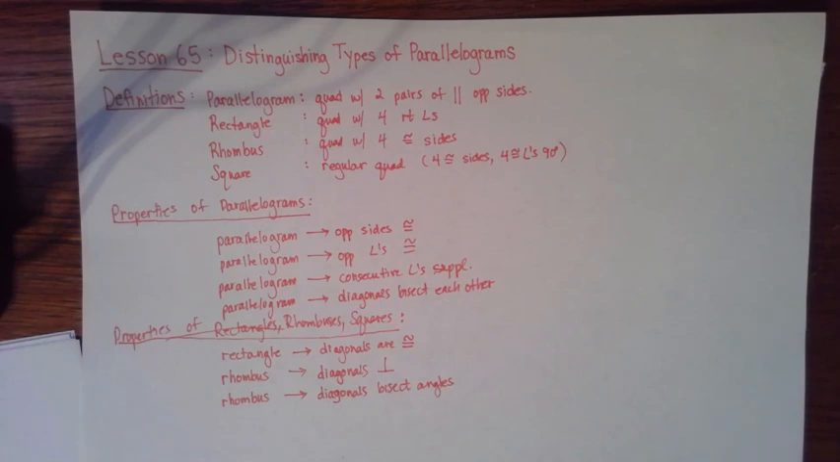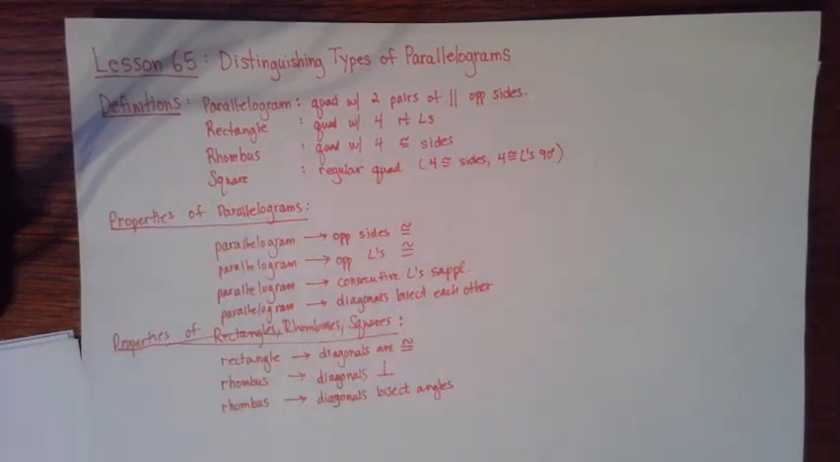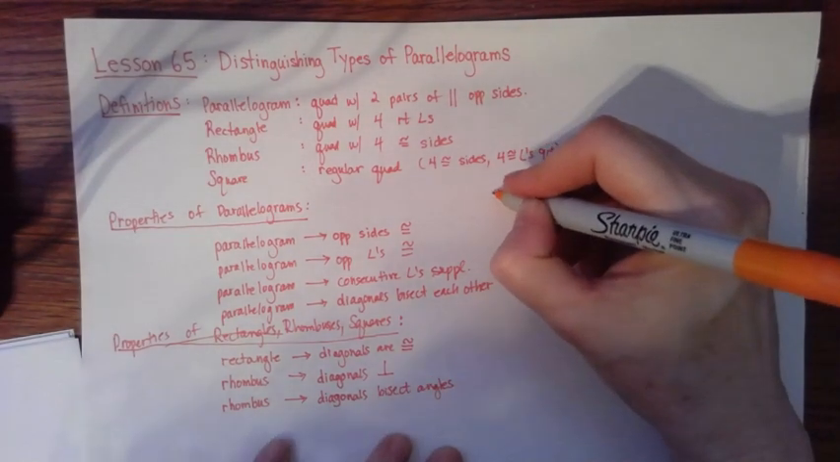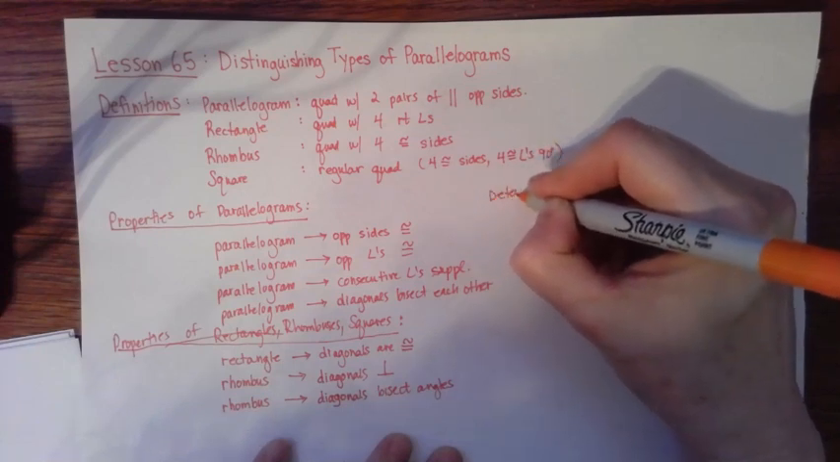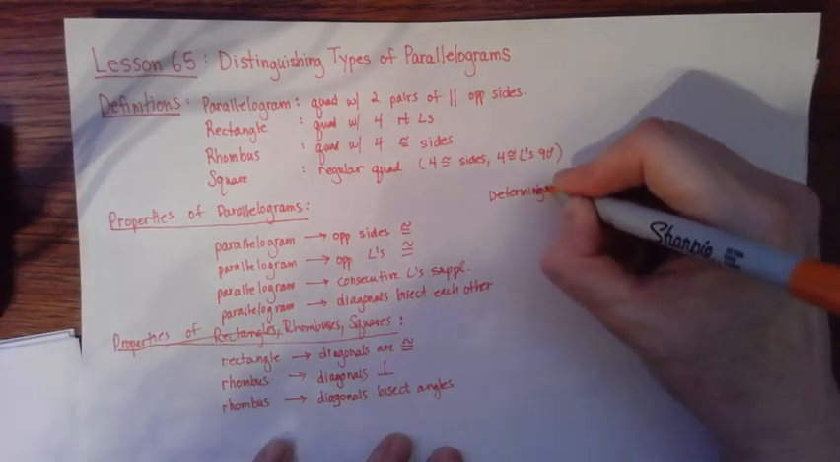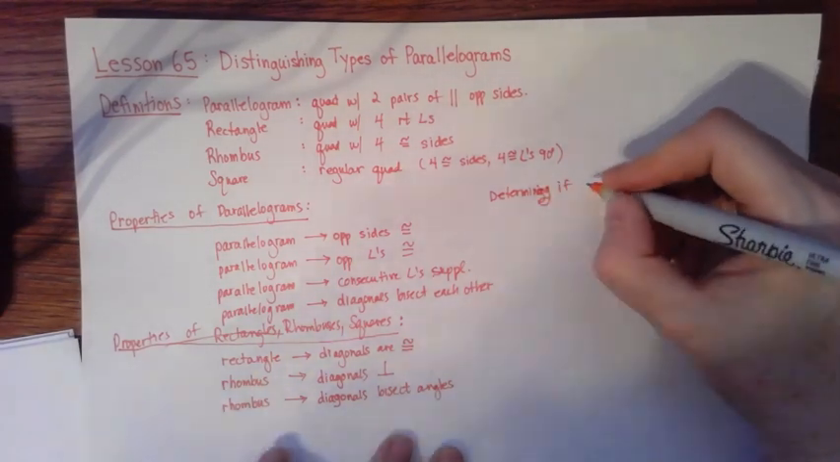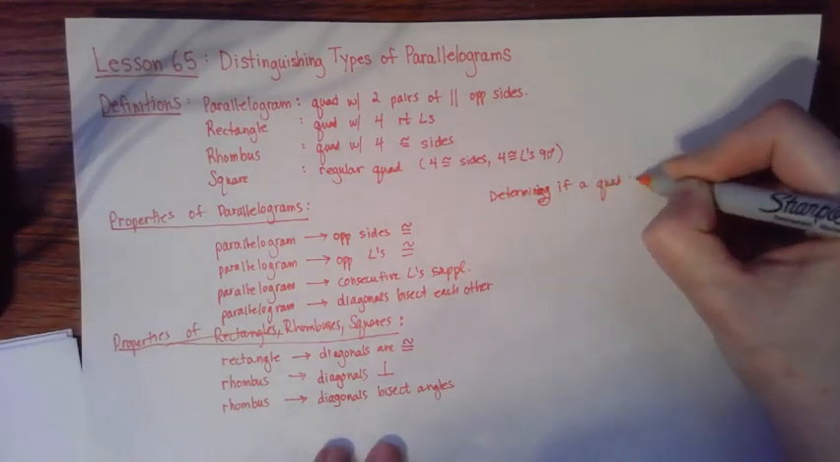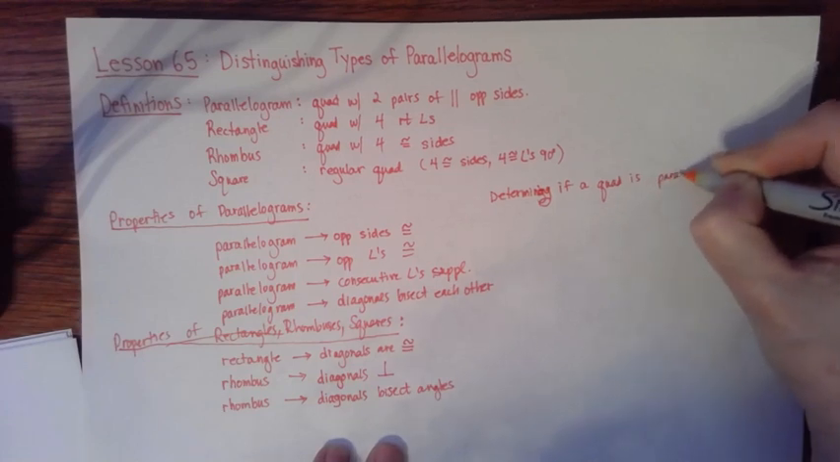Okay. And then after we did properties of parallelograms and rectangles and rhombuses and squares, then we wanted to look at, okay, how can you determine if something is a parallelogram? So that's what we looked at in lesson 61. So this is when we looked at determining if a quadrilateral is a parallelogram.